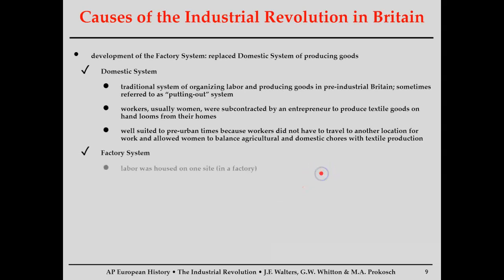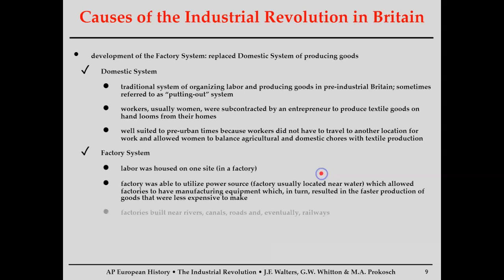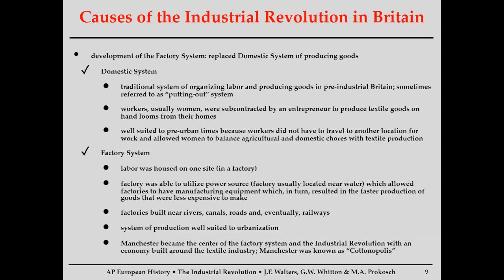Okay. The development of the factory system is going to be a major cause of the Industrial Revolution. You can't use the term Industrial Revolution without talking about factories, of course. So let's first talk about what the factory system will replace, mostly replace. So historically, especially starting 1700s, 1600s arguably, the way textiles were produced was called the domestic system. Another term for the domestic system was the putting out system.